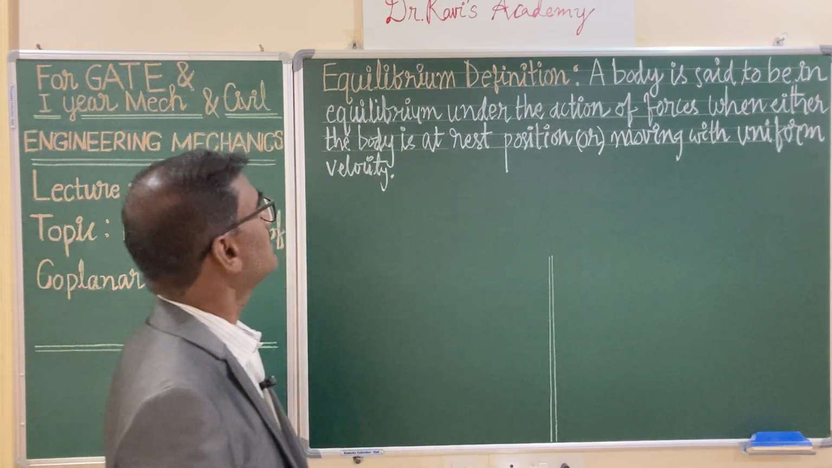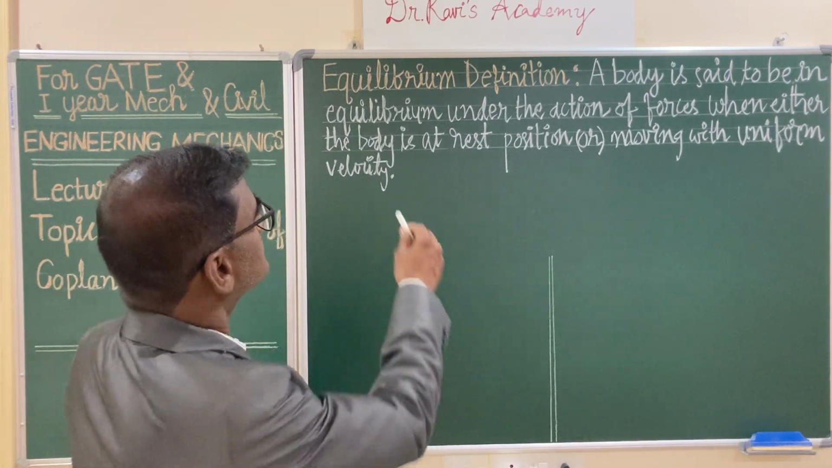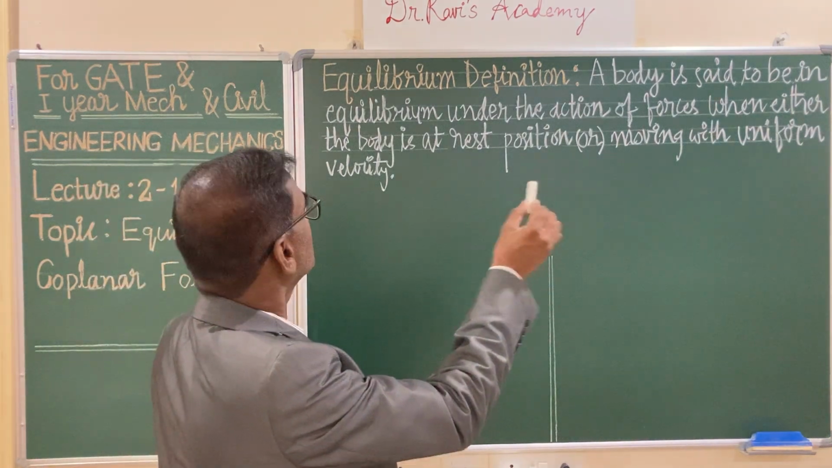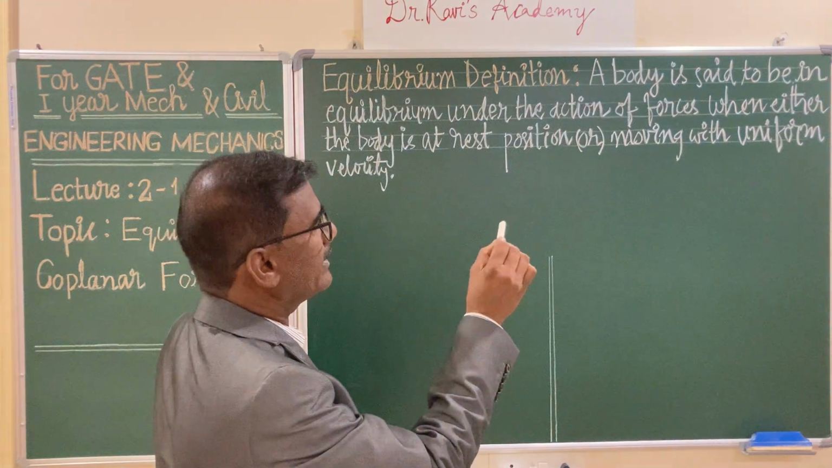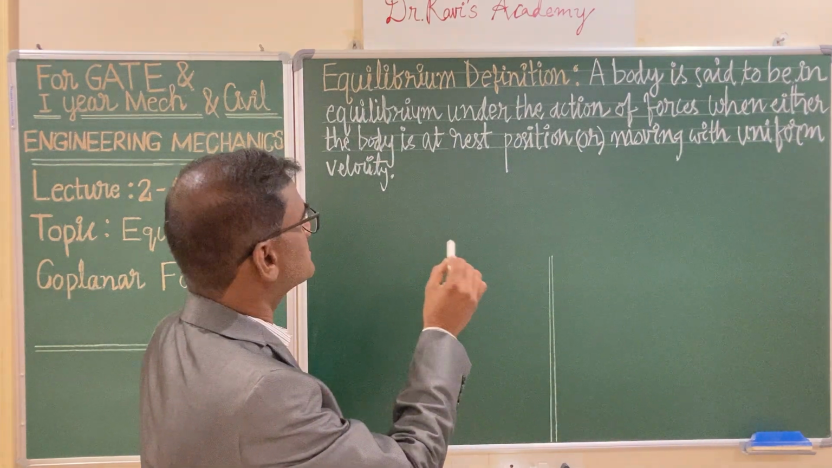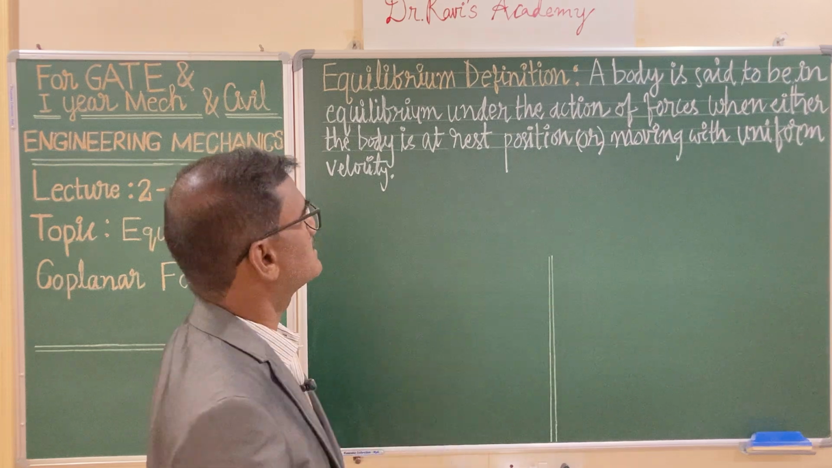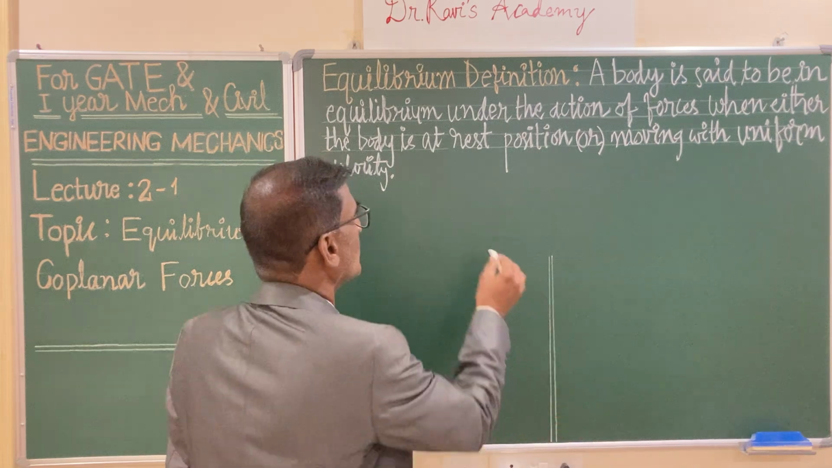Let us understand the concept of equilibrium as the definition is given. Let us look at this. A body is said to be in equilibrium under the action of the forces when either the body is at rest position or it may be moving with uniform velocity. So, if the body is at rest position, that means the resultant is 0.